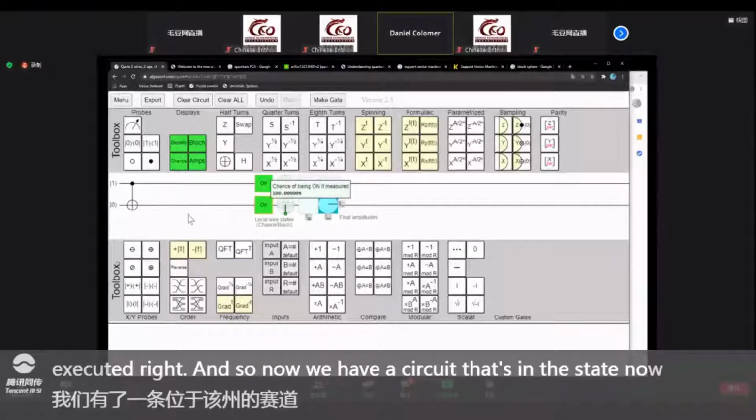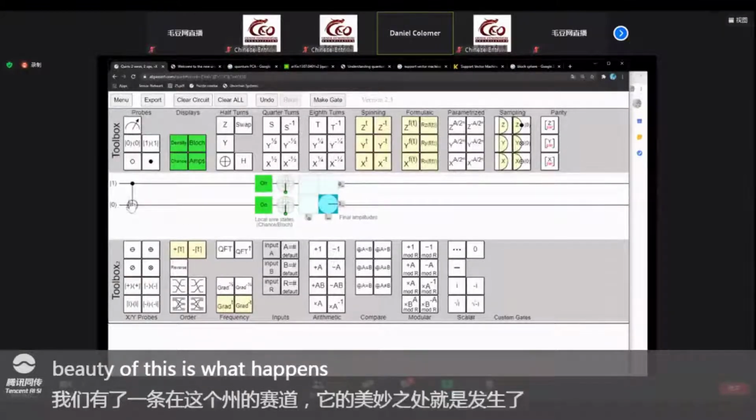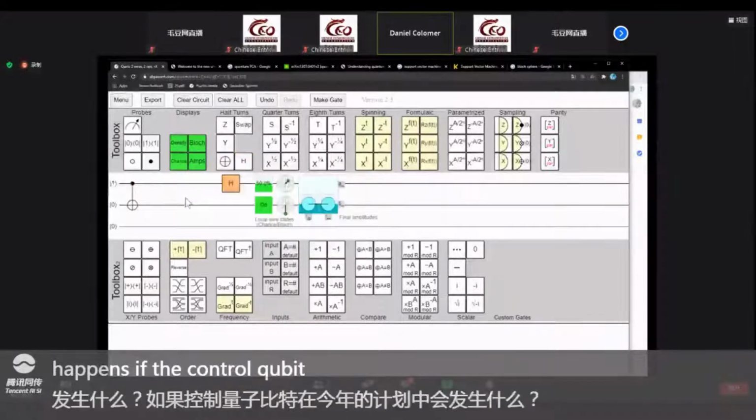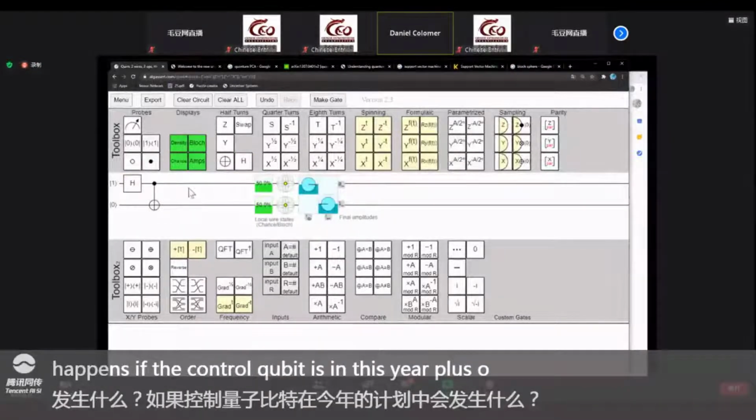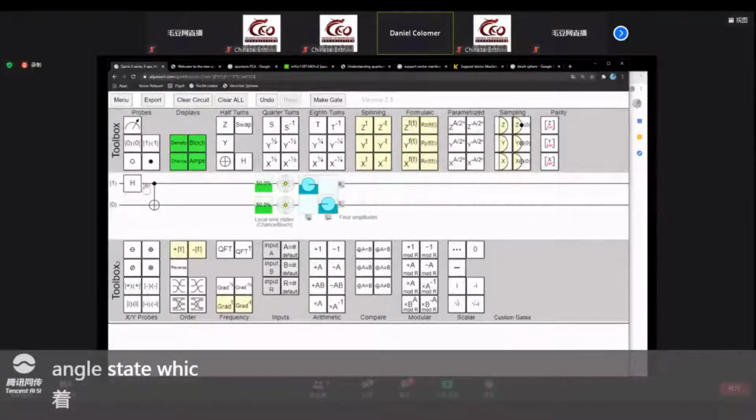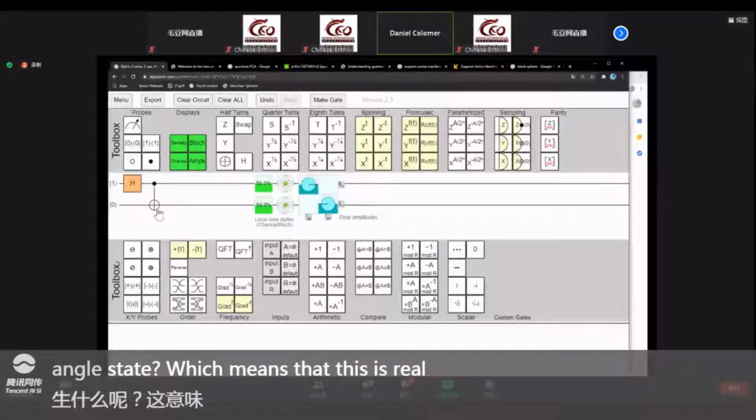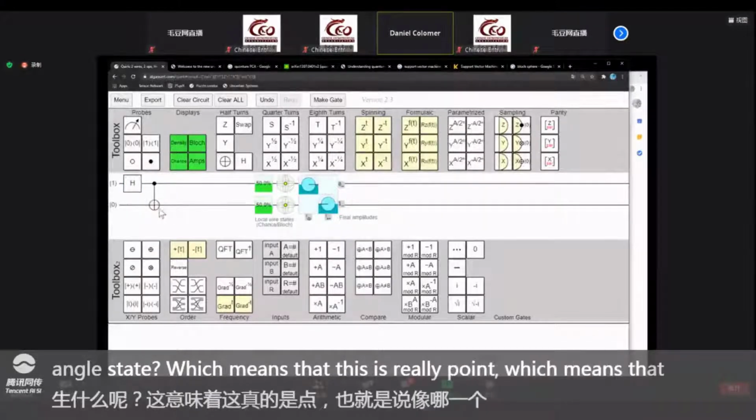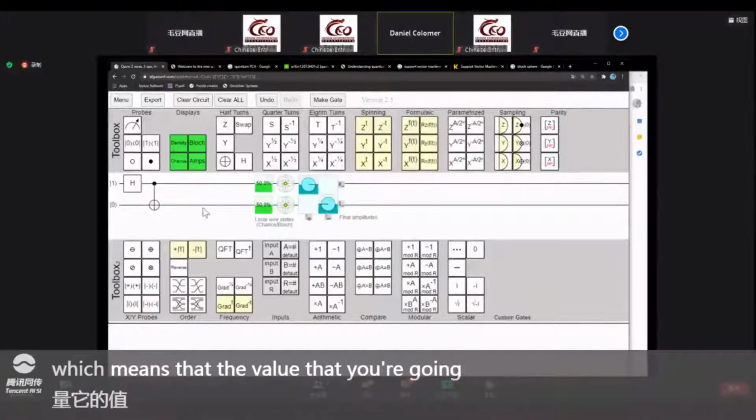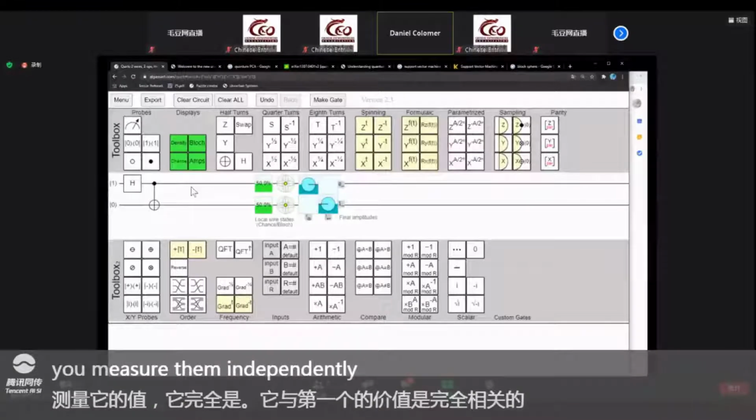Now, the beauty of this is what happens if the control qubit is in superposition. What happens if the control qubit is in the 0+1 state? Well, we get an entangled state, which means, and this is really important, that the value you're going to measure for the second qubit is fully correlated with the value of the first qubit. But if you measure them independently, you've got 50% chances.